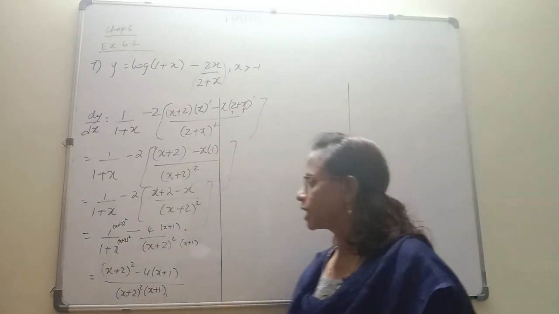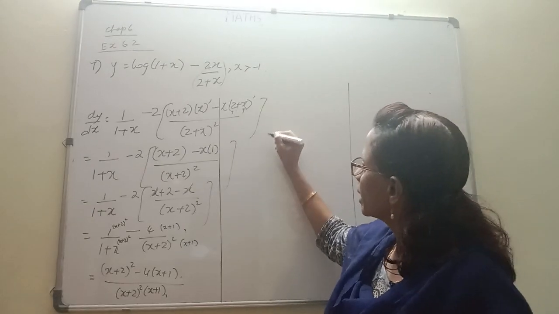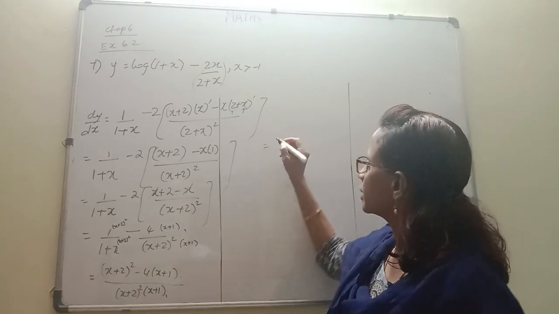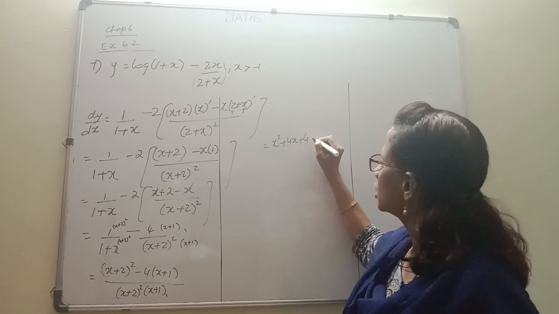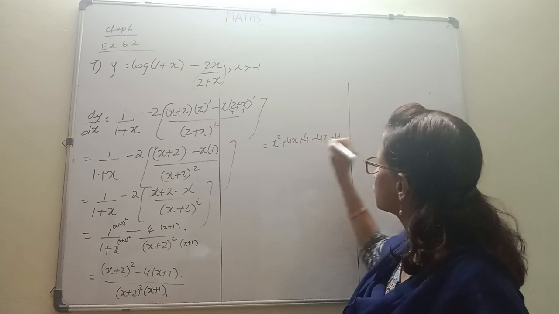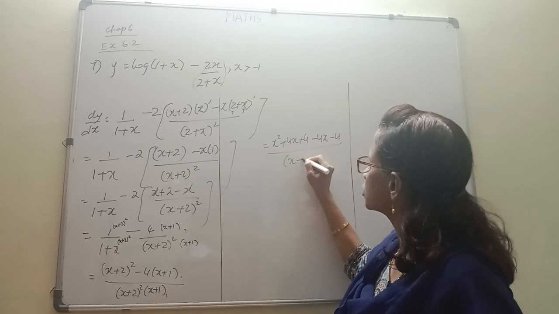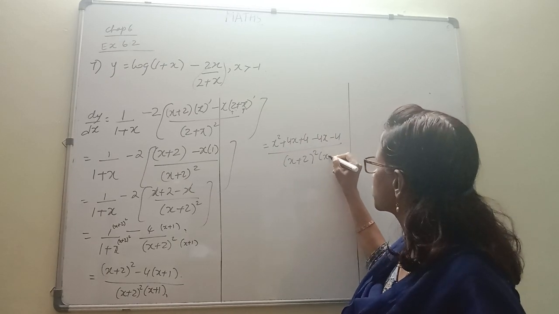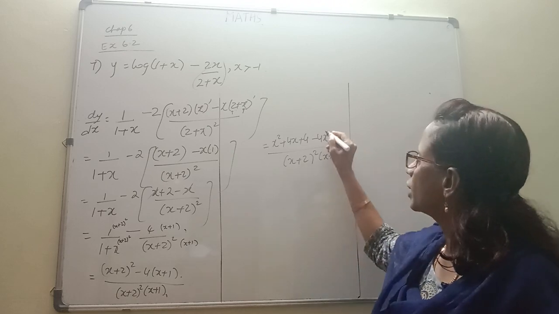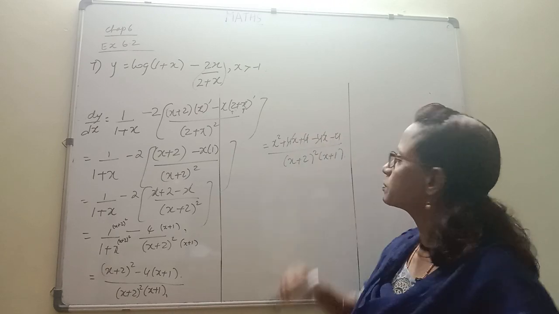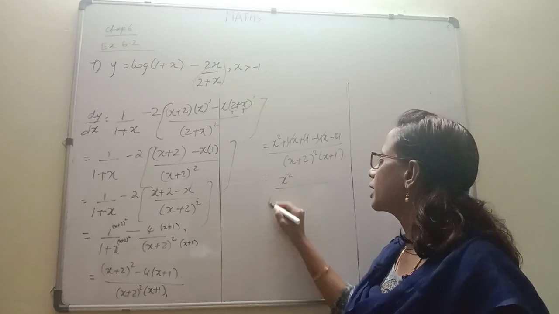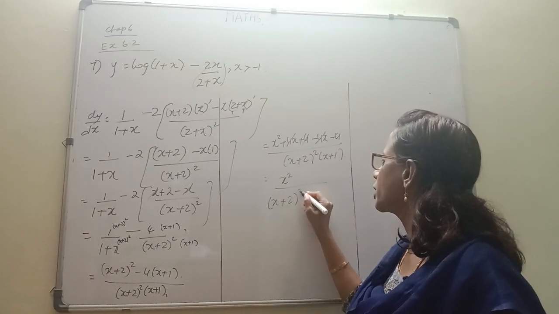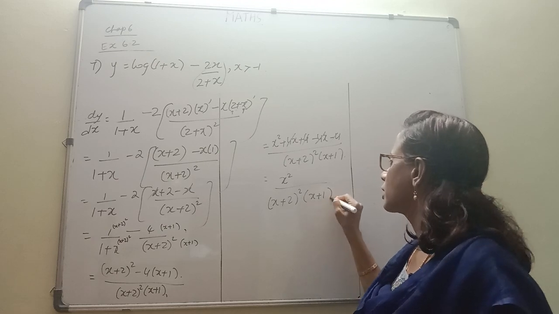Now we'll see how we can expand this. x squared, let's have this expanded. x squared plus 4x plus 4 minus 4x minus 4 by x plus 2 the whole squared into x plus 1. You can have the plus 4x minus 4x and plus 4 minus 4 cancelled, so that we are left with x squared by x plus 2 the whole squared into x plus 1.